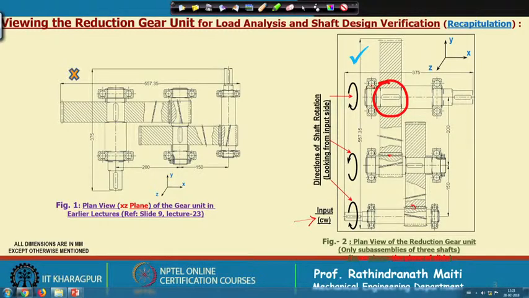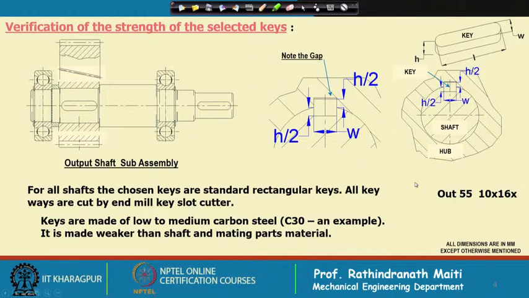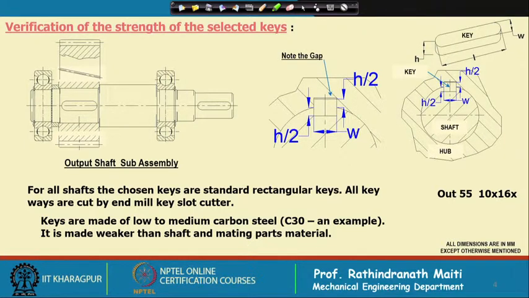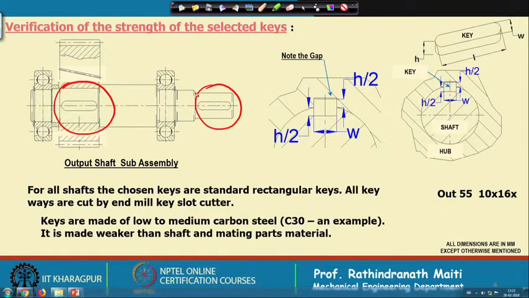So, before finalizing the drawing of the plan view, we shall now examine the design of the keys. It is very important that the key should be such that if any failure comes, or in other words, if there is overloading, then the key should fail rather than the gear or any other components. Key is used to assemble the gears on the shaft, or at the output end, the coupling. This is the output shaft sub assembly shown here.